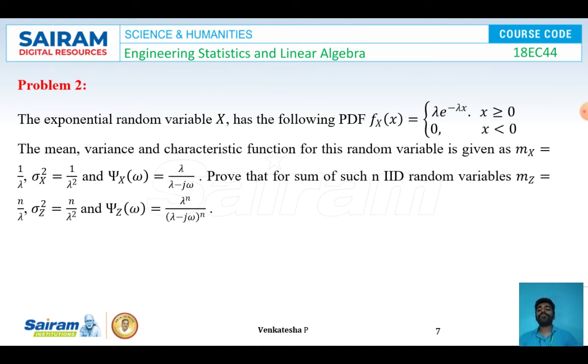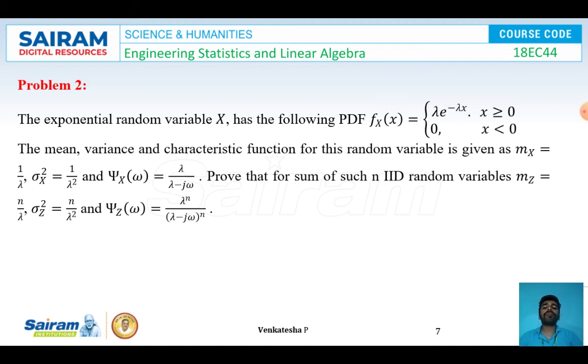Problem number 2. The exponential random variable x has the following PDF: f_X(x) is equal to lambda e power minus lambda x for x greater than or equal to 0, and it is 0 for x less than 0. The mean, variance and the characteristic function for this random variable are given as: mean of x is equal to 1 by lambda, variance of x is equal to 1 by lambda square, and the characteristic function is given by lambda by (lambda minus j omega).